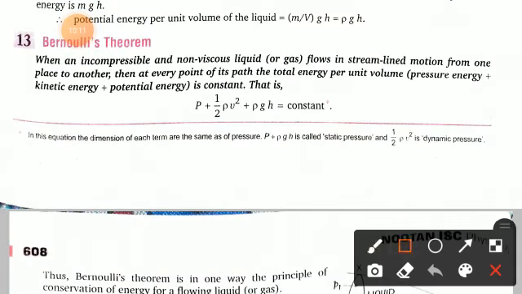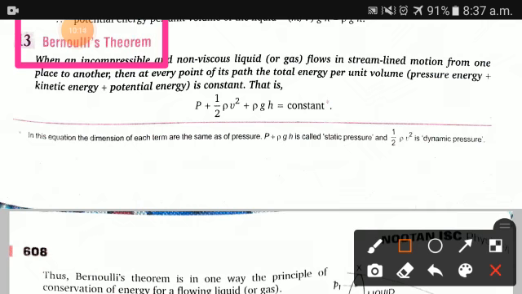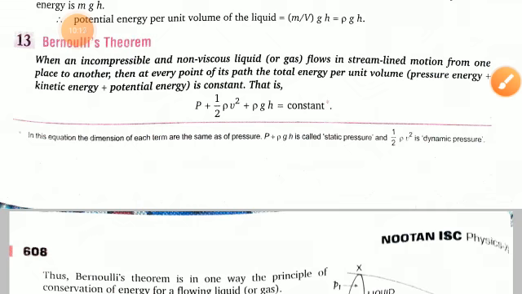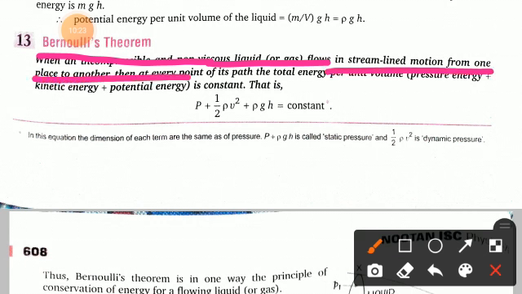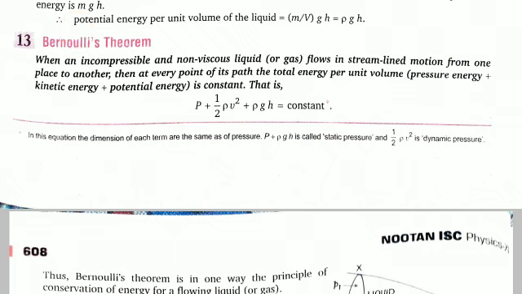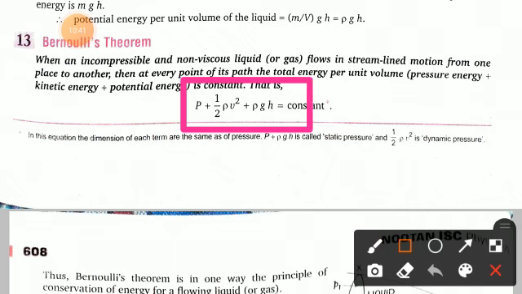Now come to Bernoulli's theorem. This is the most important topic of this chapter. Clear, students? Now what does Bernoulli's theorem state? It says that when an incompressible and non-viscous liquid or gas flows in a streamlined motion from one place to another, I hope you know very well what streamlined motion is, I told you in lecture number 1, then at every point of its path the total energy per unit volume, pressure energy plus kinetic and potential energy, is constant. This is the formula for Bernoulli's theorem: P plus half rho v square plus rho gh is equal to a constant.